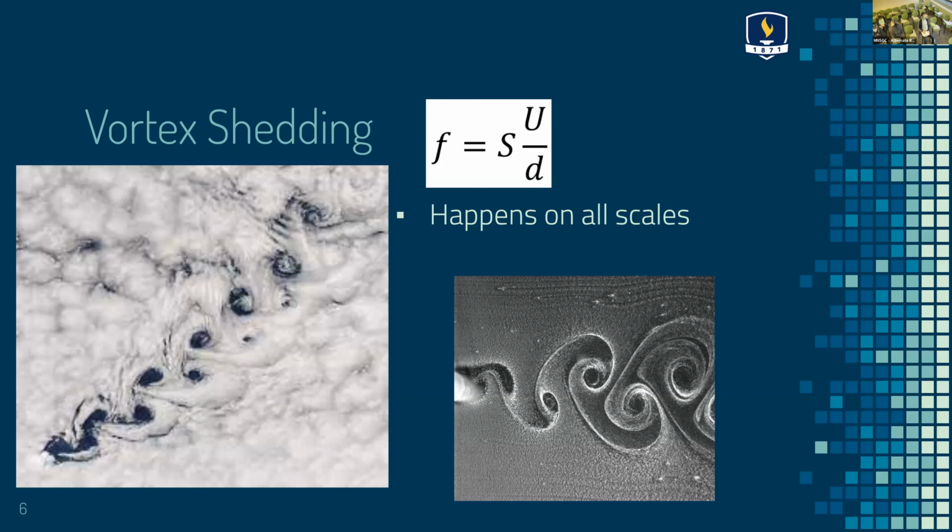Just a little bit more about vortex shedding. It happens on all scales. So if you look at this picture here on the left, you've got a laboratory setting recreation of this, and here on the right, you've got clouds forming these vortices in the wake of an island. So this is a phenomenon that occurs on all scales and really creates some striking images sometimes.